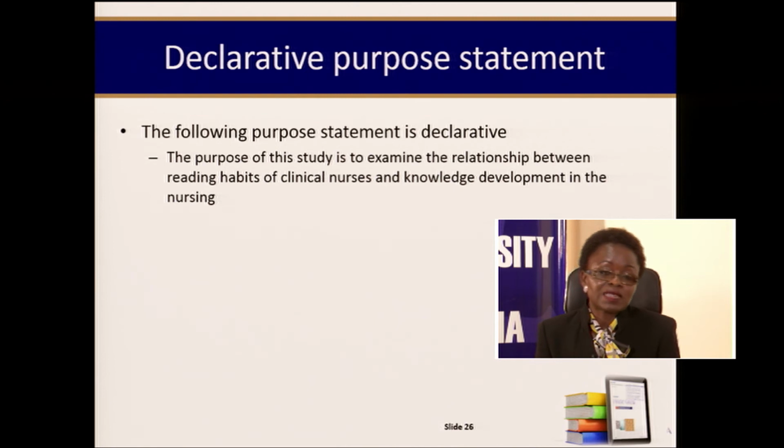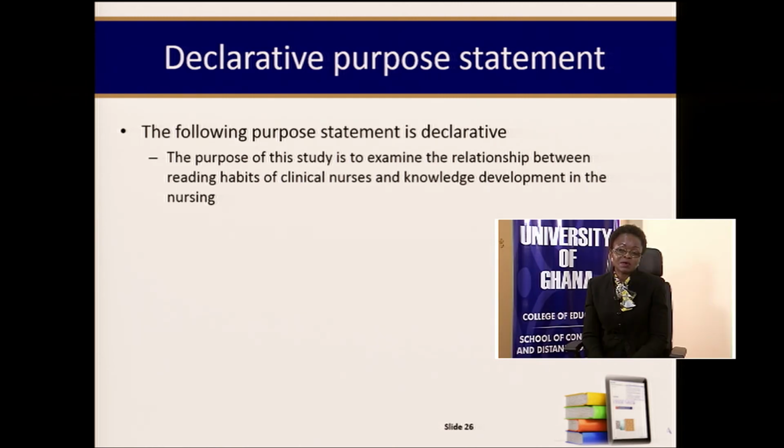So now let's look at some examples of purpose statements. The one you have right now is written in a declarative form. We will look at the various formats. So the purpose of this study, and let me emphasize that the purpose statement must always start the way this example has started. You must say that the purpose of this study is to do something. So here in this example, we are saying that the purpose of this study is to examine the relationship between the reading habits of clinical nurses and knowledge development in nursing. One single statement, and it has said it all.